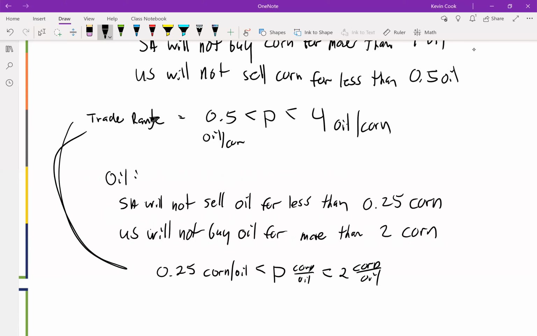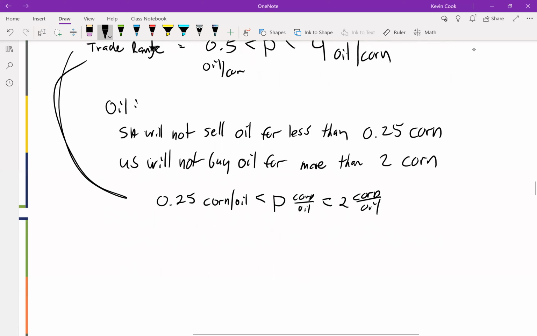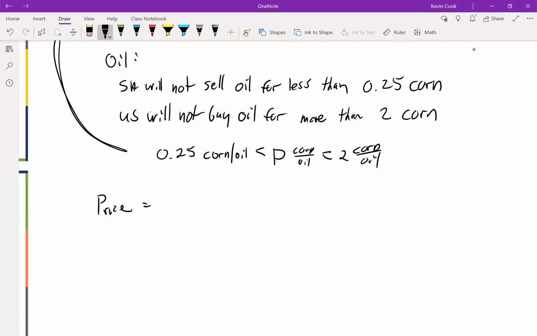We have these trade ranges, and we can sit and negotiate, well, where should it be? I'm going to suppose that we set our price, and it's just going to make things really nice, equal to 1 corn per oil. And so that would be equal to 1 oil per corn. That works, so that's what I'm going to say the price is. So we come in, we negotiate, and this is what we work it out to be.